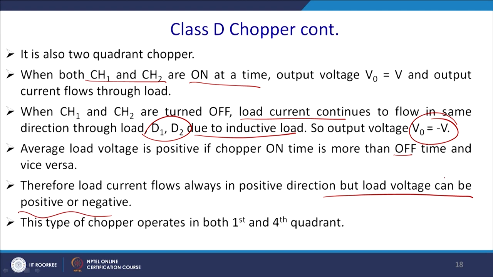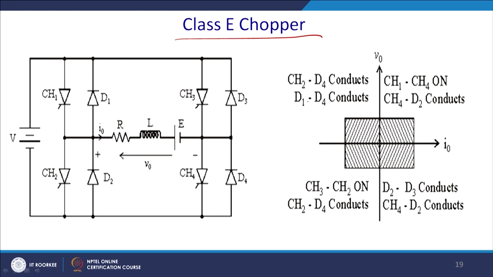This type of chopper operates in the first and the fourth quadrant, that is, for the motoring purpose we say forward motoring and reverse motoring mode. Another thing is the class E chopper, which is a combination of forward motoring, forward regenerative braking, reverse motoring and reverse regenerative braking.